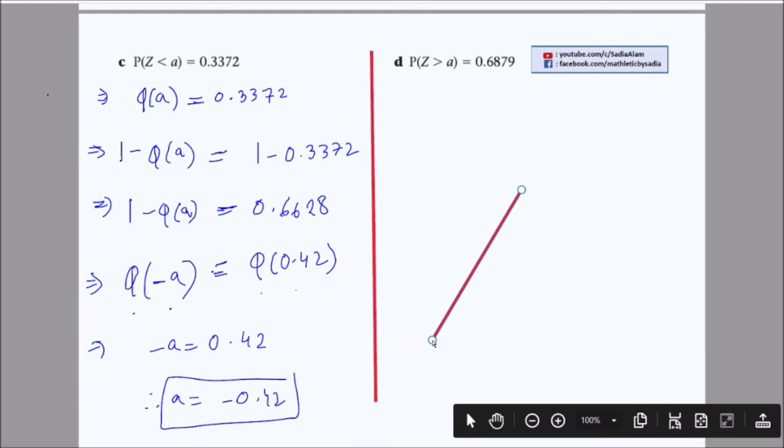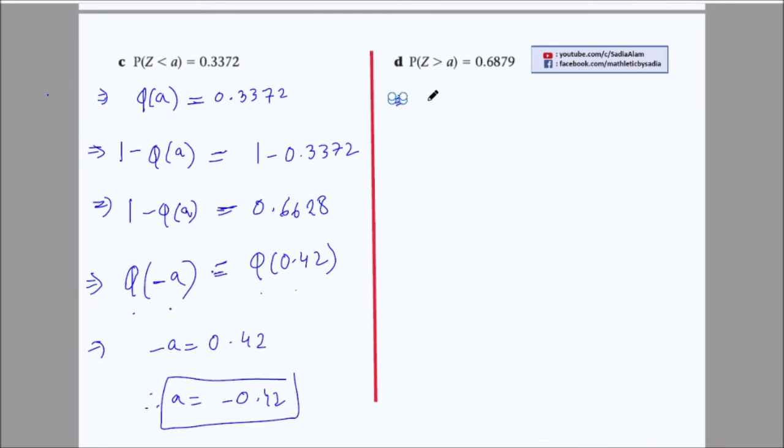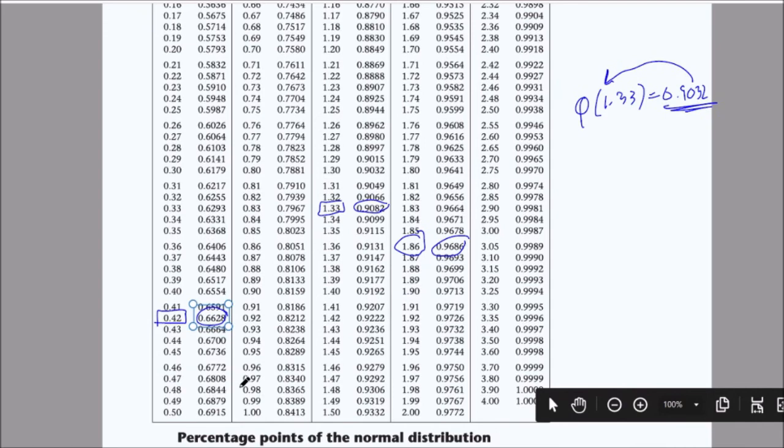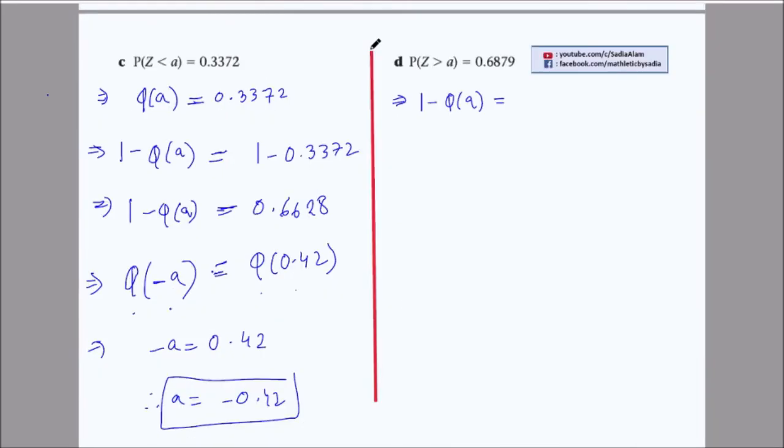Next we have part D. In this one we have 1 minus phi z greater than this, right? For greater than, we use 1 minus phi, and at the right side it's 0.6, which is greater than 0.5, so we will definitely get this value from the table, 0.6879. So the value is 0.6879, z is 0.49.